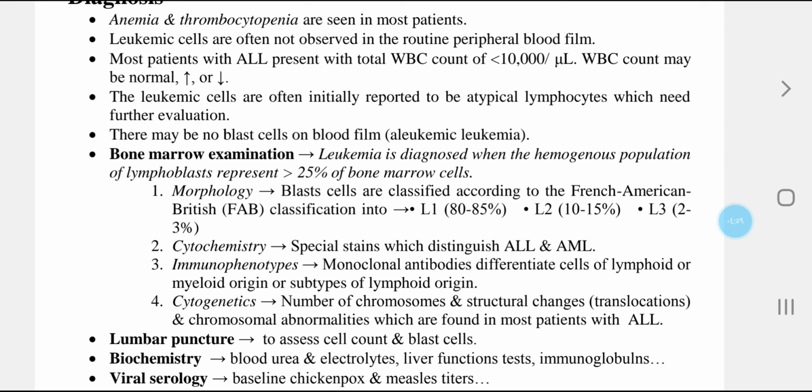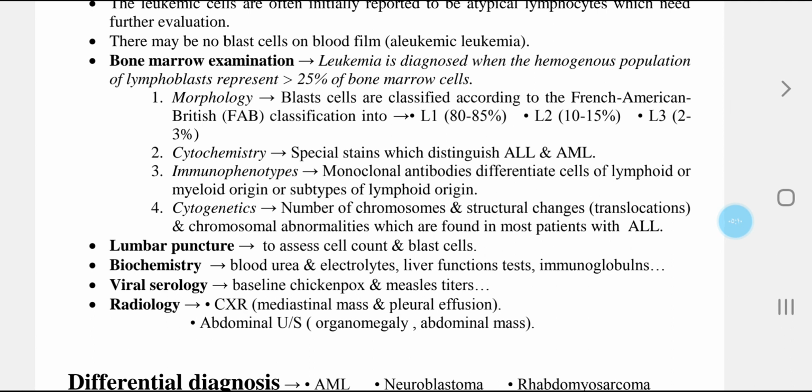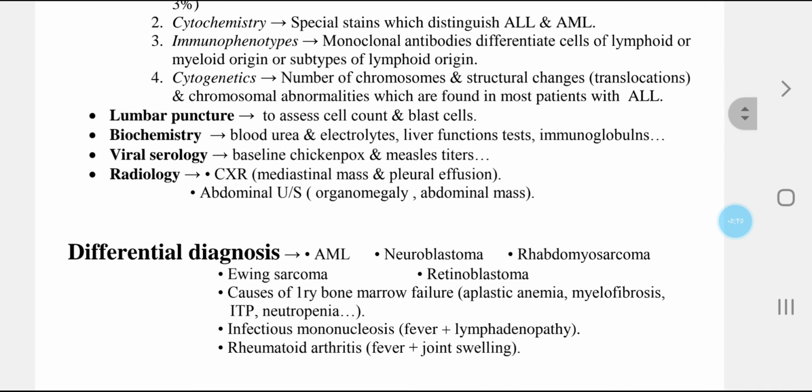Other investigations include lumbar puncture to assess cell counts and blast cells, biochemistry like blood urea, electrolytes, liver function tests, and immunoglobulins, viral serology, baseline chickenpox and measles status, etc. Radiology: chest X-ray to seek for mediastinal mass and pleural effusion, abdominal ultrasound for organomegaly and abdominal masses.